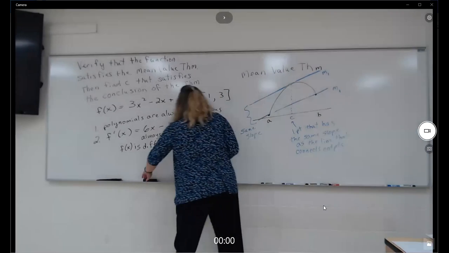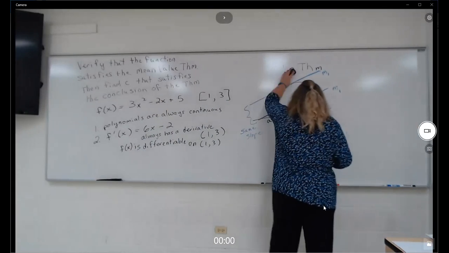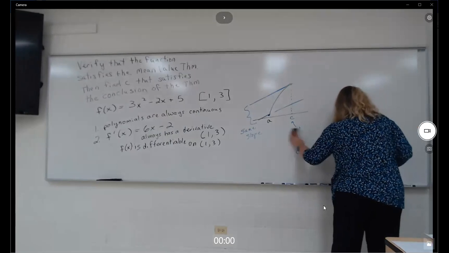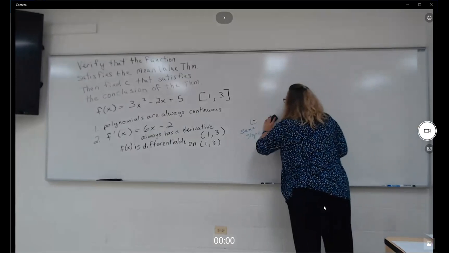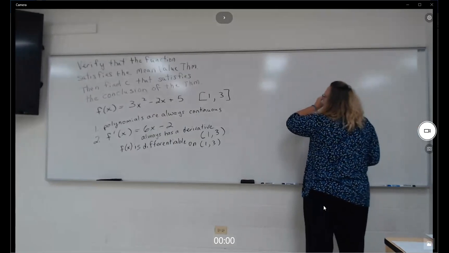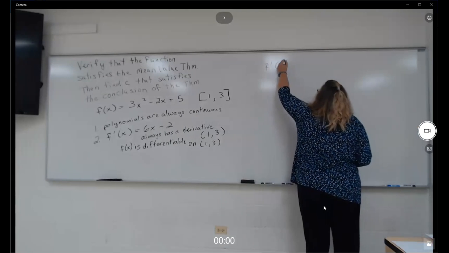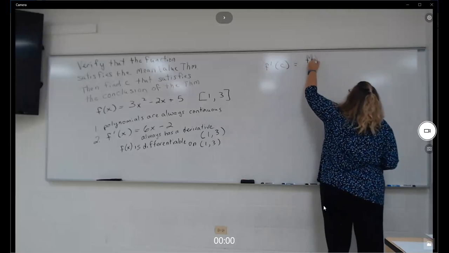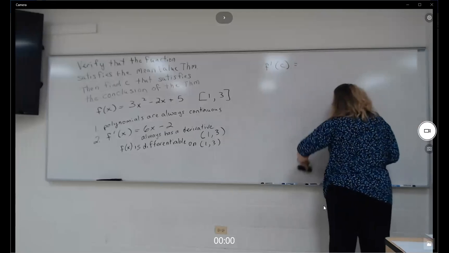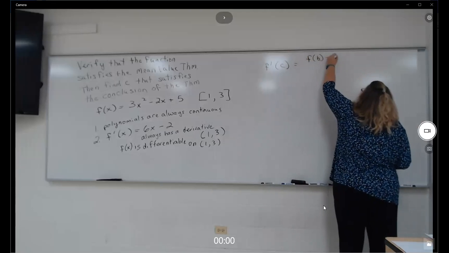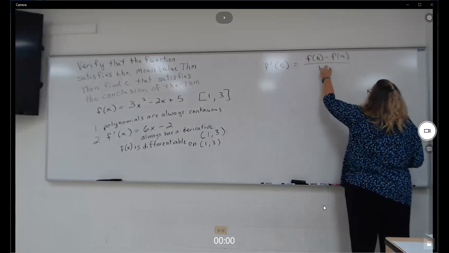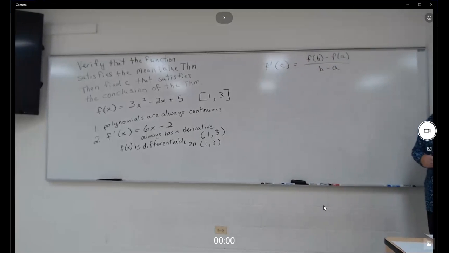So now we can go ahead and find c that satisfies the conclusion. So where is this point that satisfies this? f of b minus f of a, all over b minus a. We're looking for c. Well, let's hold off and we'll do it in just a minute.